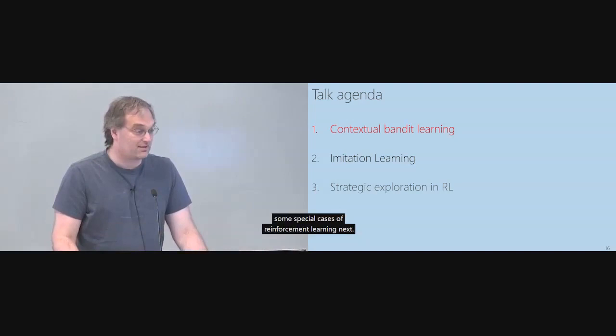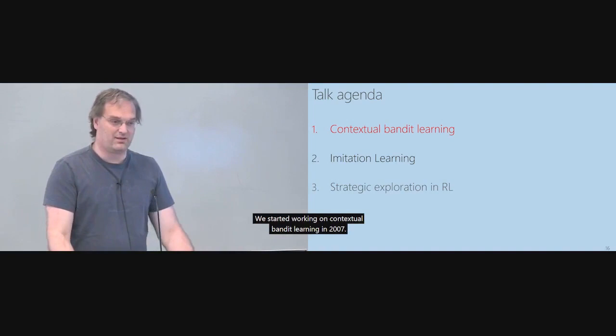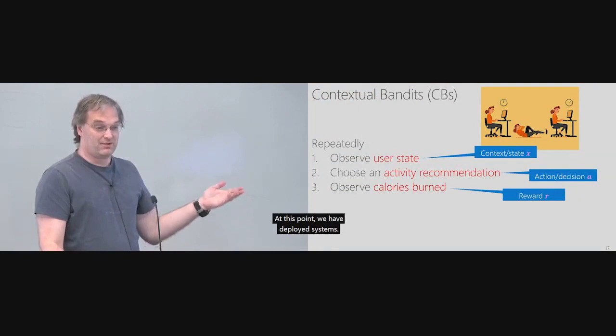I'm going to start with contextual bandit learning. This is kind of a bread and butter thing. We started working on contextual bandit learning in 2007. At this point, we have deployed systems. They're going to GA at Ignite in a week, so that seems really great.